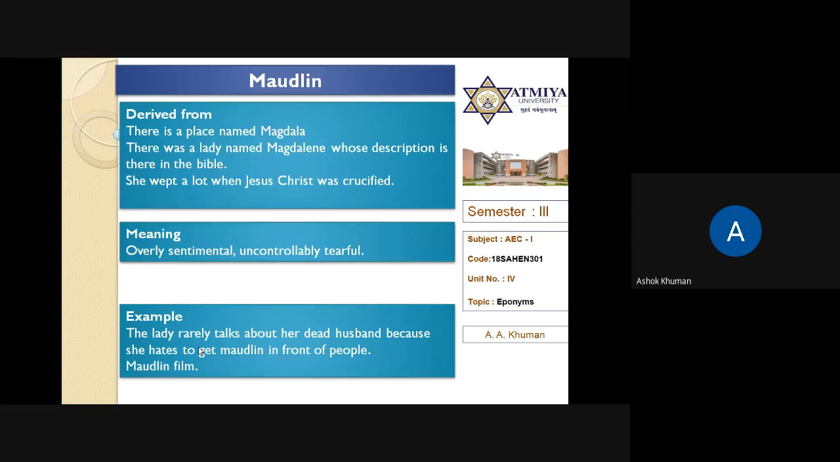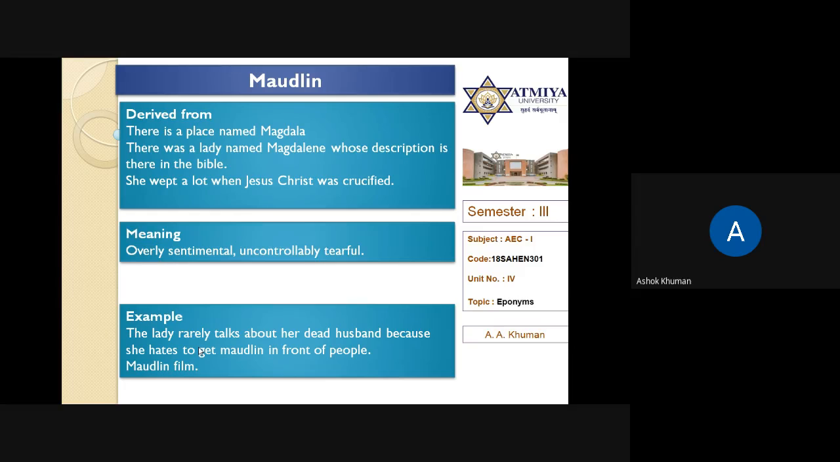She doesn't want to talk about her dead husband because if she talks about him, she is reminded of him, and she will then not be able to control her emotion. She will start weeping even in front of the public, because she is maudlin. That is maudlin. A maudlin film, a maudlin novel, any movie, play, or book that makes you very sentimental, that is maudlin. It is an adjective.